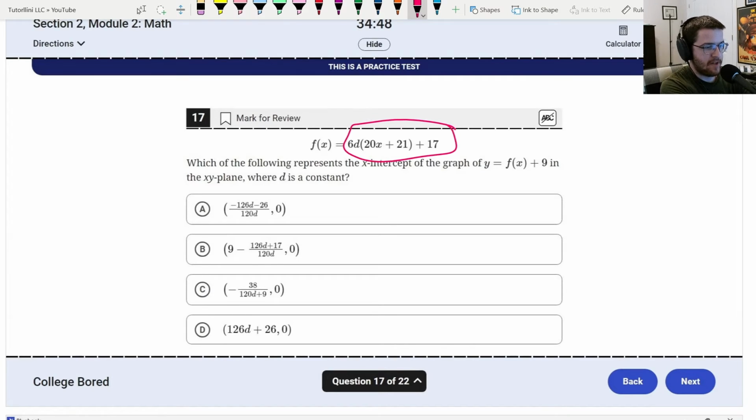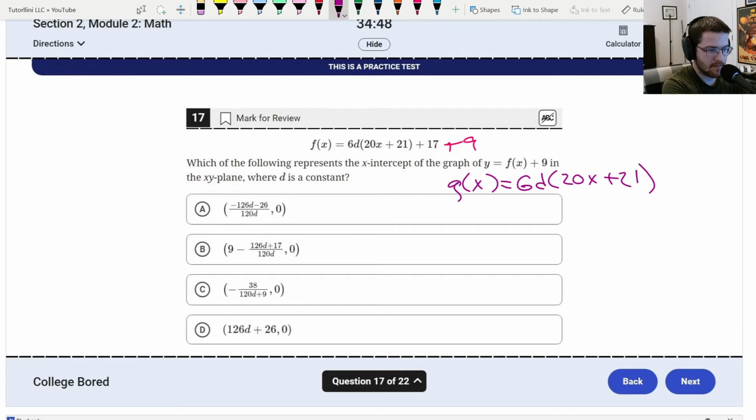This entire thing is f of x, so I'm going to just put a little plus 9 just to save myself some writing. I'm going to call this new function g of x as well. So g of x equals 6d 20x plus 21. 17 plus 9 is 26. And I'm going to now distribute that guy on the right-hand side.